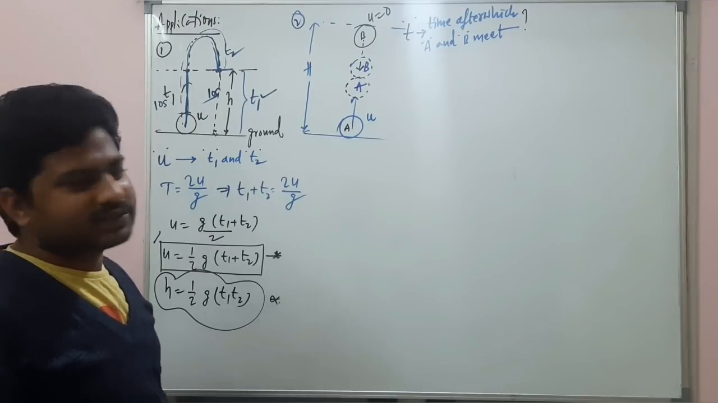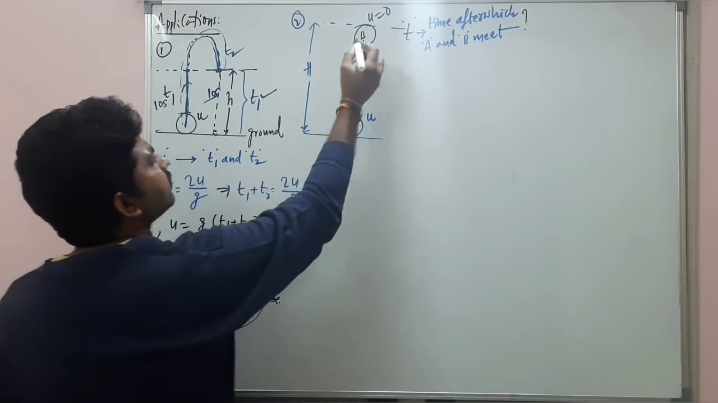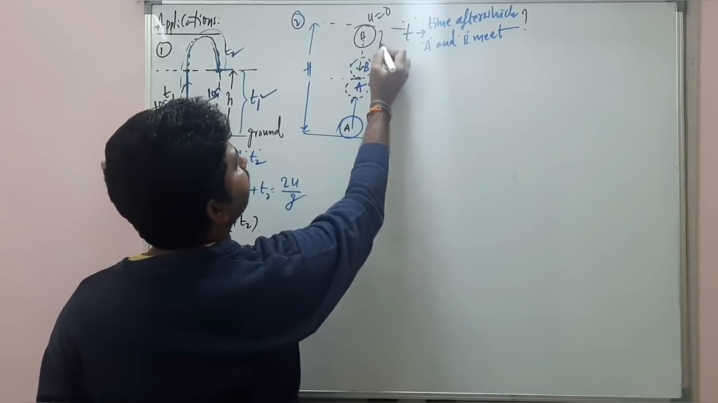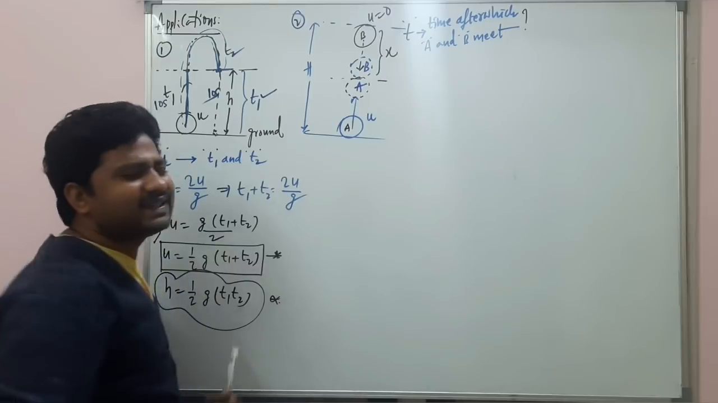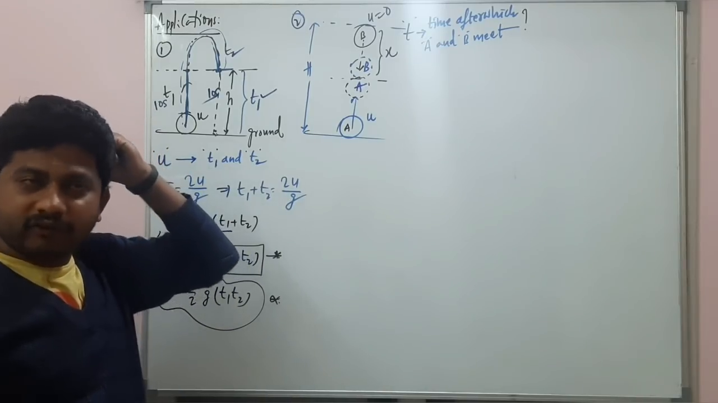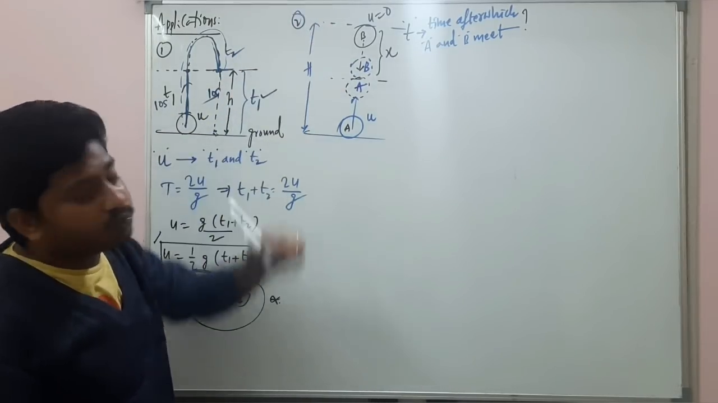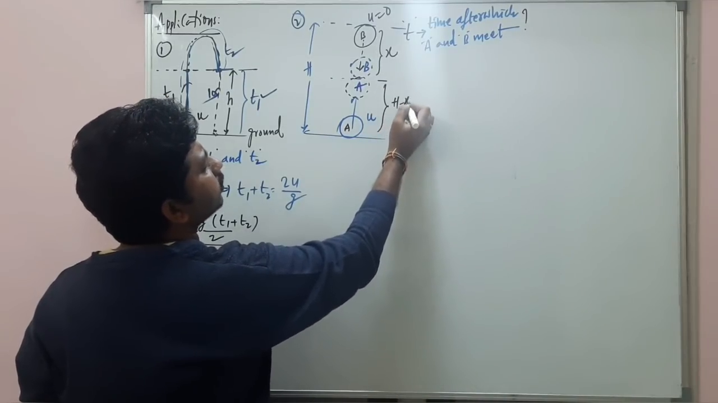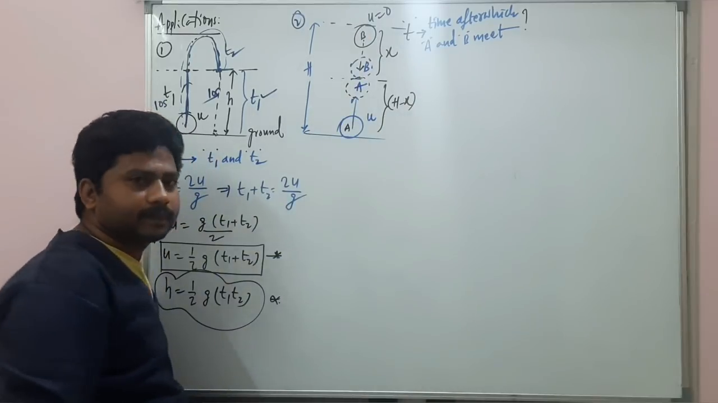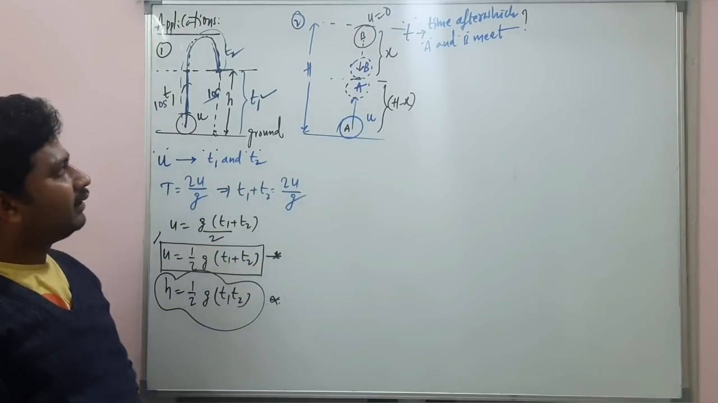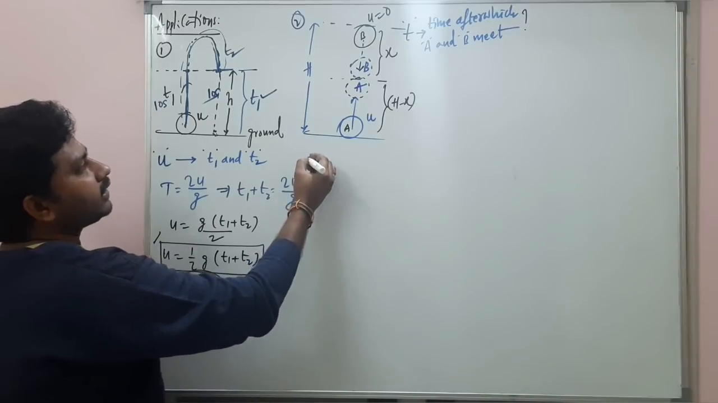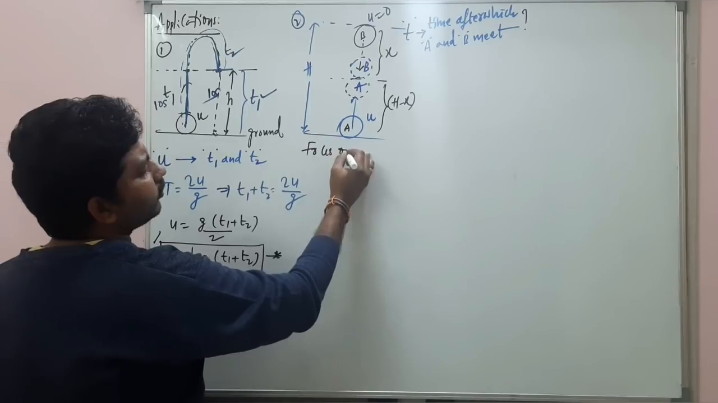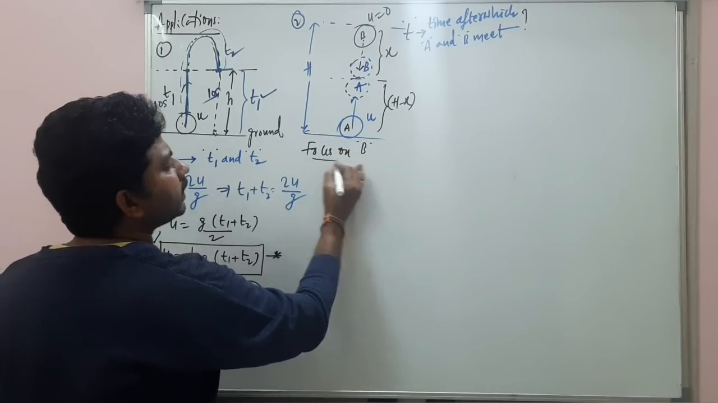It is so simple, my dear children. Imagine before meeting A and B, B has traveled a distance x. When B has traveled a distance x to meet A, A has traveled a distance h minus x, because the total value is h. Okay. Now, let's concentrate on B. So I'm just writing here.